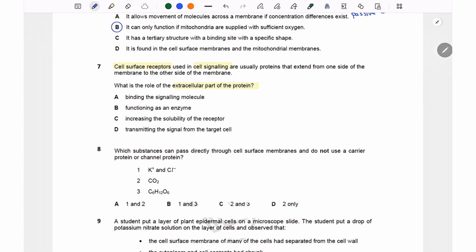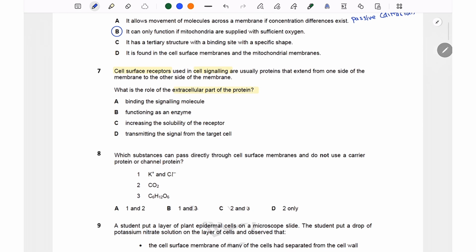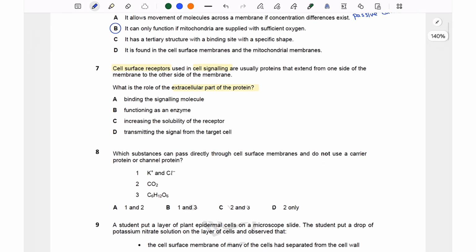And this is important. So the extracellular part alone is for binding the cell signaling molecule, because it has a specific shape that ligands bind to. Ligands are the cell signaling molecules. Functioning as an enzyme, this is wrong because we're specifically talking about the extracellular part. So this would be wrong.